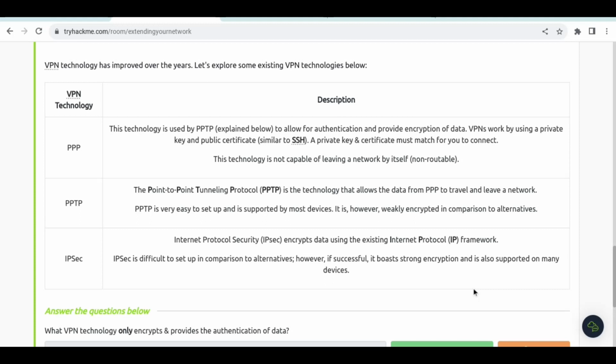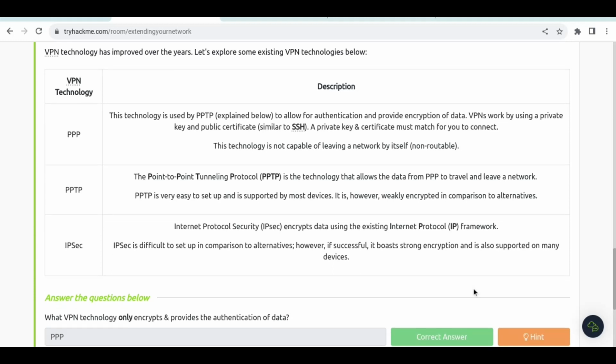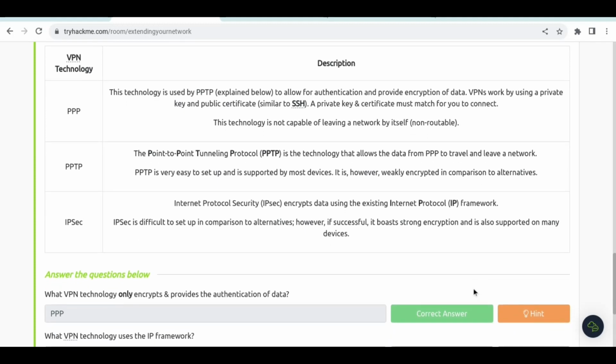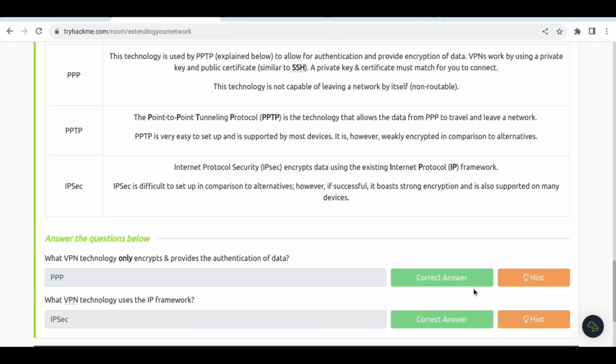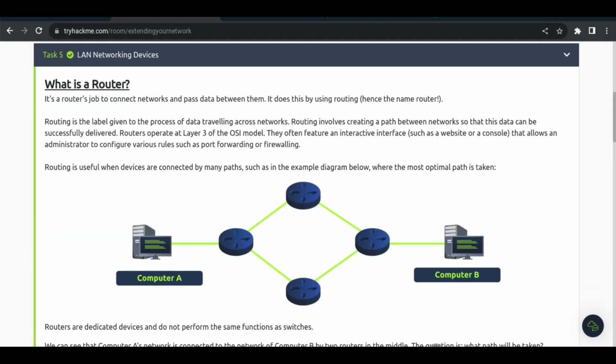Moving on to answer the questions below. What VPN technology only encrypts and provides the authentication of data? That's PPP. Moving on. What VPN technology uses the IP framework? That's IPsec, and that concludes this part. Task 5, LAN networking devices.